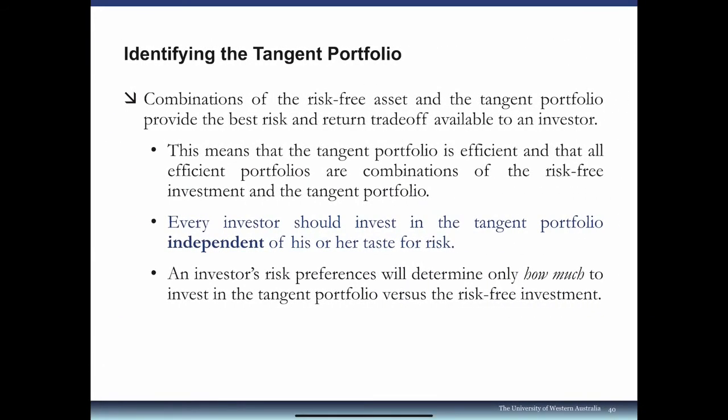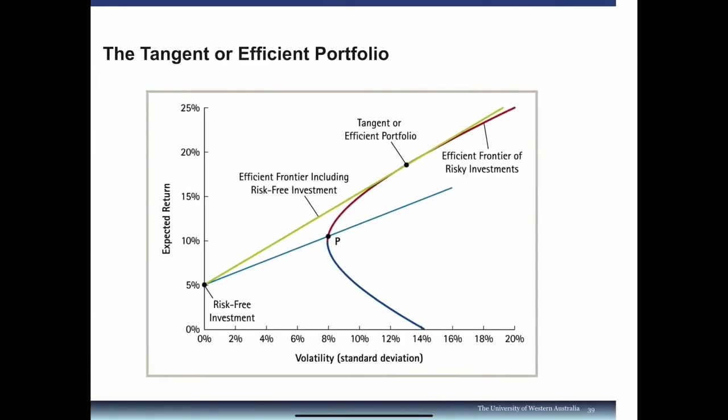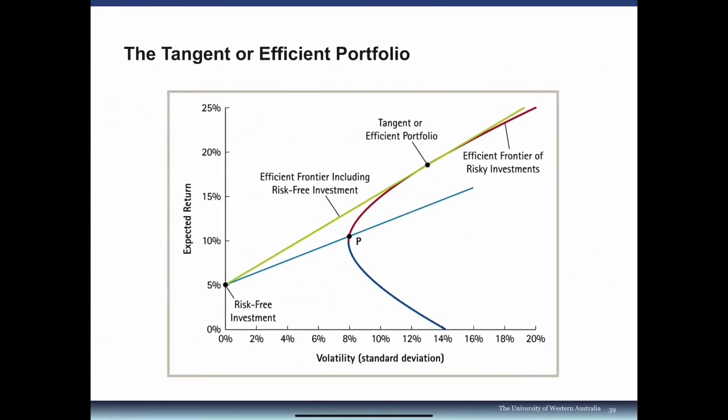So an investor's risk preference will determine only how much to invest in the tangent portfolio versus the risk-free investment. It does not determine which portfolio they would invest in. They will definitely invest in the tangent portfolio as well as the risk-free investment, but your risk preference determines the fraction allocated to each component, right? I would say this is a very important idea for you to understand. If you're not sure, pause the video, go back again, and think about why anyone would only want to invest along this green line. It's very important for you to understand that, right?